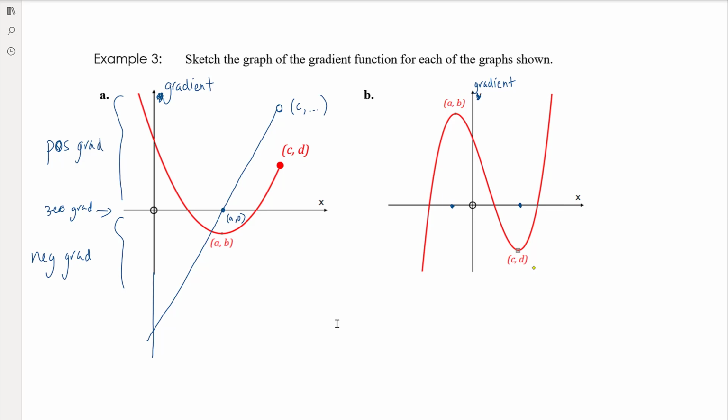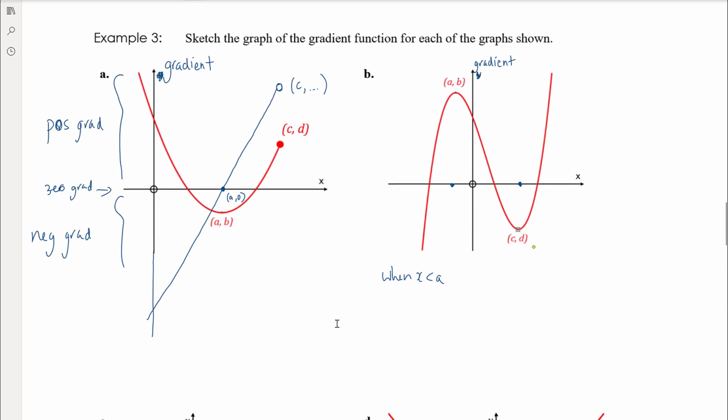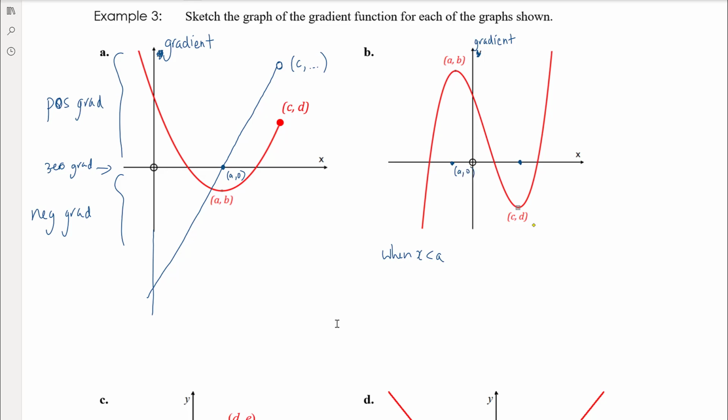So I know when x is less than a, which is this point here, (a, 0), I know the gradient is positive. So that means my gradient graph must be above the x-axis. When x is between a and c, which is this other point, I know the gradient is negative. So my gradient graph must be below the x-axis in between those two points. And then I know when x is bigger than c, my gradient is positive again, and so my gradient graph will be above the x-axis again.